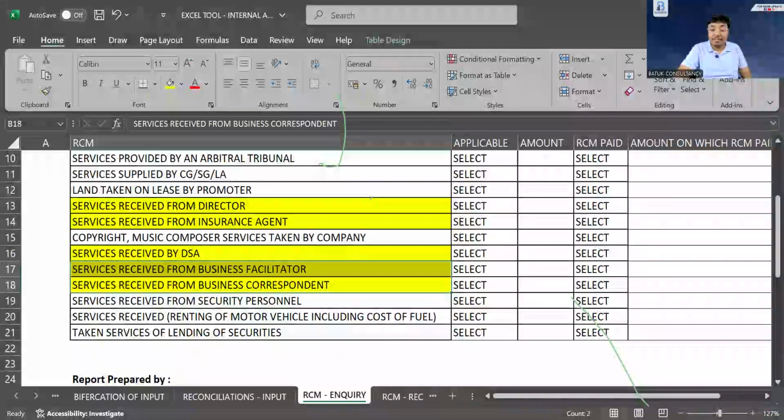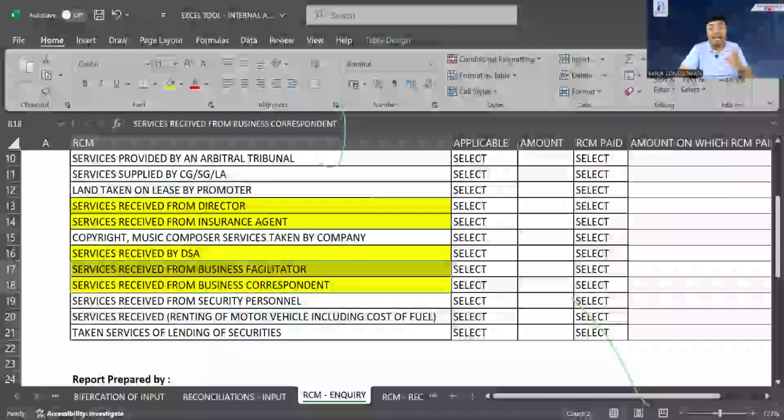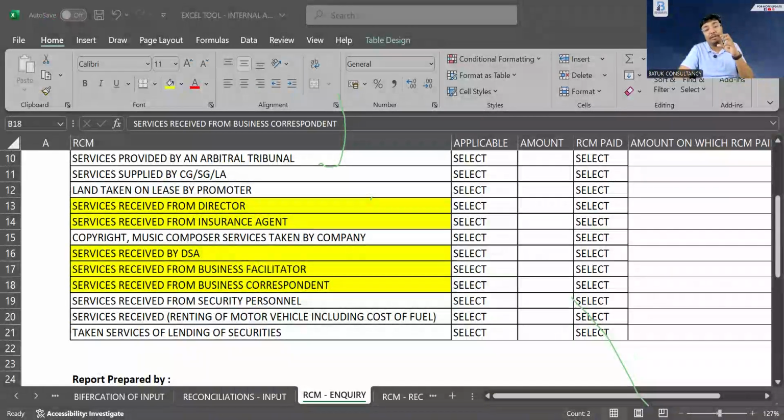So if any transportation expenditure is booked, then we just need to check very carefully, sir, if the motor vehicle including cost of fuel, whether RCM has been paid or not. So when we are checking a term on the financial statement, we should be very careful whether the particular expenditure which is booked in the financial statement is liable for RCM applicability or not. That we need to examine very carefully.